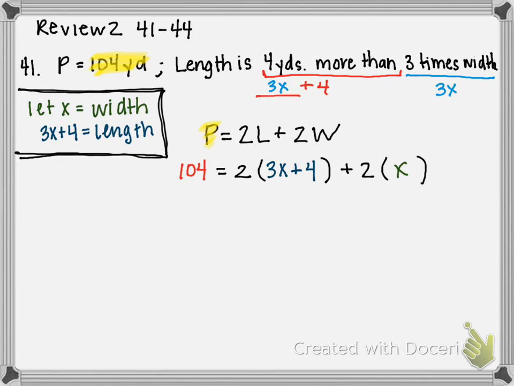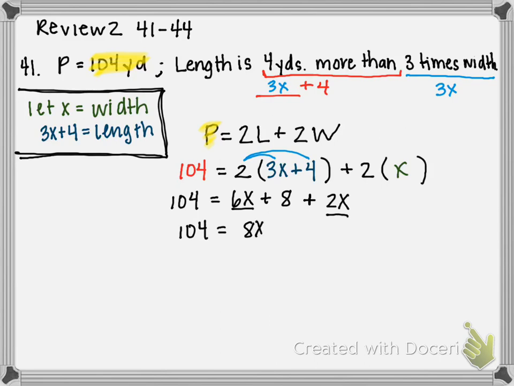So first thing we would have to do is distribute our 2 here. So we're going to be left with 104 equals 2 times 3x is 6x, 2 times 4 is plus 8, plus 2 times our x would just give us 2x. Now that we've distributed, we actually have some like terms to combine. We have a 6x plus 2x, so it's going to be 104 equals 8x plus 8.